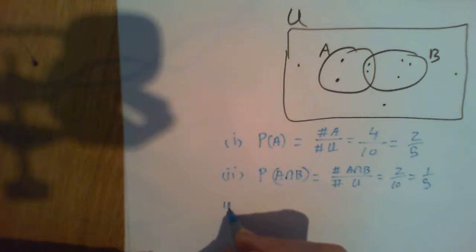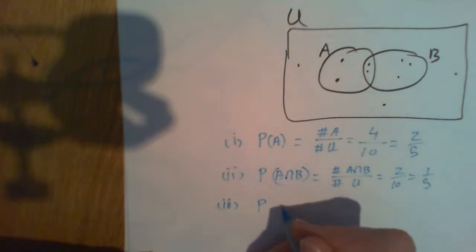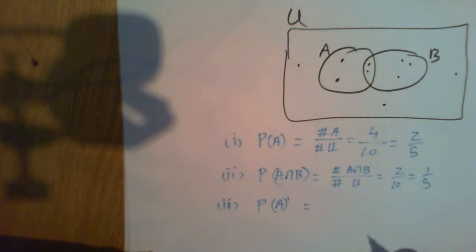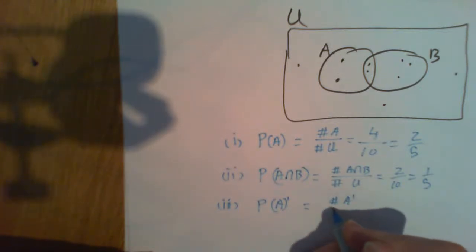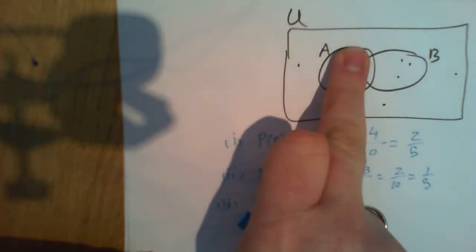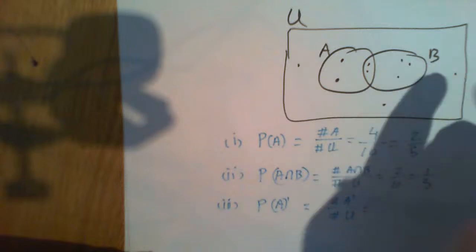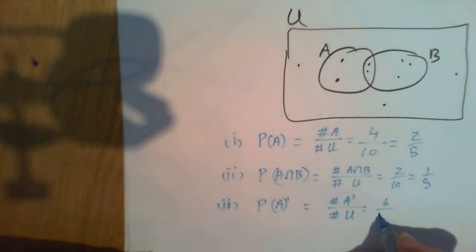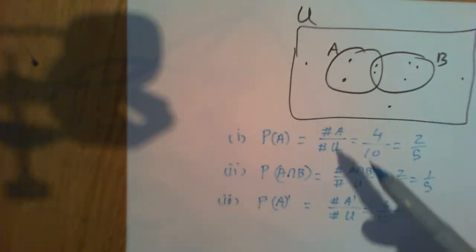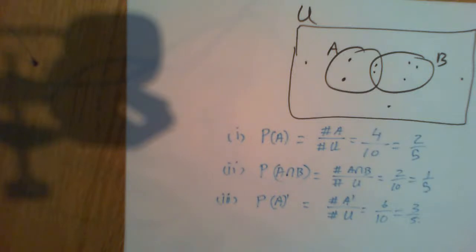Let's try another one. Let's go really tough on this one. Probability of a complement. What's the probability of not A? The probability of not A is just hashtag not A over hashtag universal set. So what's the hashtag of not A? Well, we've done this before. You cover A and you've got 1, 2, 3, 4, 5, 6 over the universal set, which is 10, which is 3/5. So that's quite an interesting way of doing it. We're using the set notation, but we're actually creating probabilities.